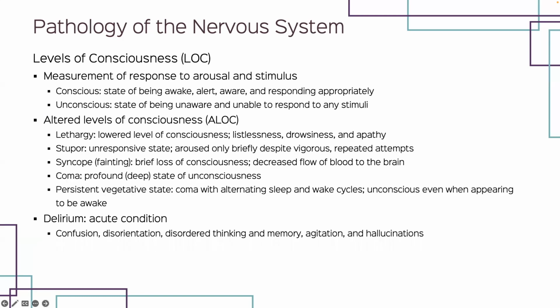For loss of consciousness, you'll see that there is a measurement of response to arousal and to stimulants. There are going to be different altered levels of consciousness, or ALOC. Lethargy is just going to be that lowered slowness, drowsiness. Stupor is going to be an unresponsive state. Syncope is just a brief loss of consciousness. Coma is that deep state of unconsciousness. And then there's the persistent vegetative state, which is coma with alternating sleep and wake cycles.